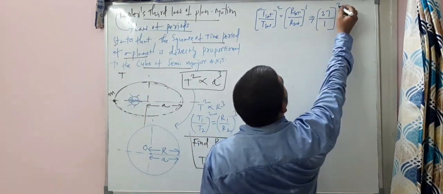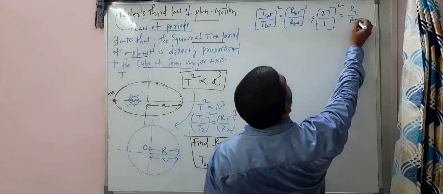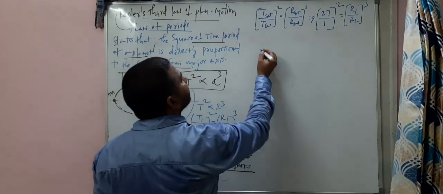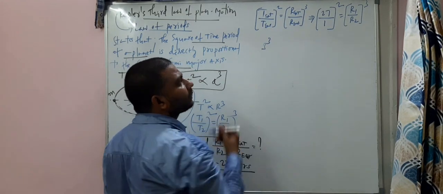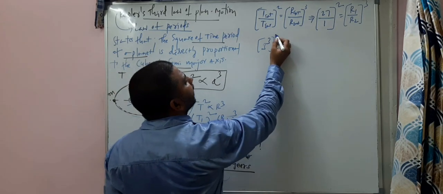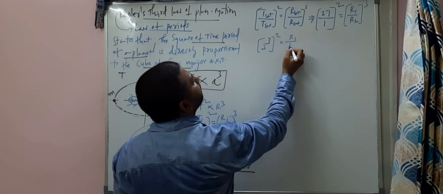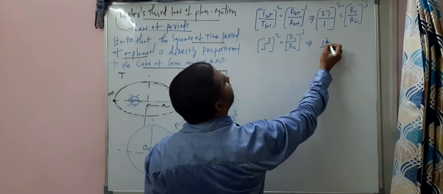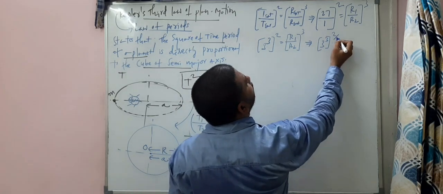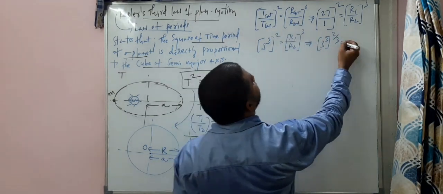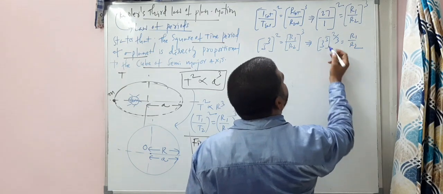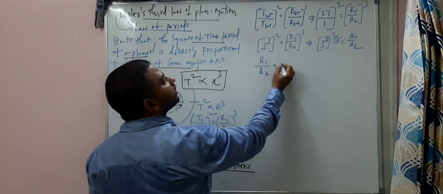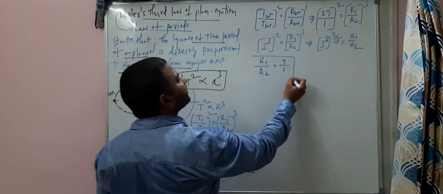27 years by 1 year whole square is equal to R1 by R2 whole cube. Okay. So that 27 I can write as 3 cube, whole square, which is equal to R1 by R2 whole cube, and this I can also write as 3 cube whole to the power 2 by 3. Then the 3 gets cancelled, so that will be R1 by R2. So what is the answer? R1 by R2 is equal to 9 by 1. So this is the answer, my dear students.